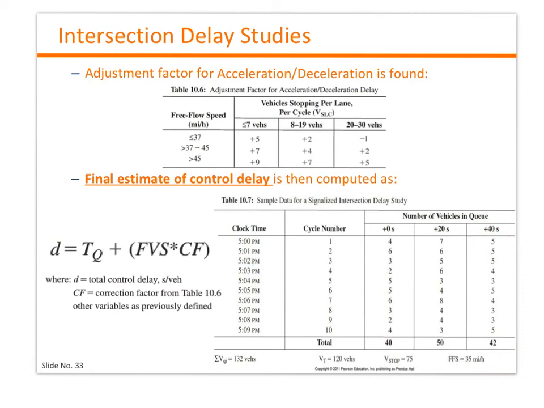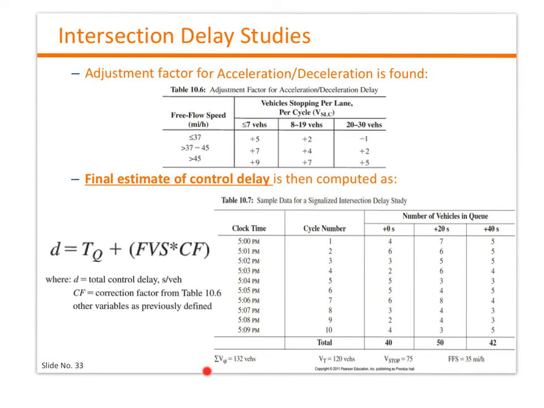At 5:01 p.m., which is the second cycle, we saw 6 vehicles staying 0 to 19 seconds, 6 vehicles staying 20-plus seconds, and 5 vehicles staying more than 40 seconds. So we keep doing this for the entire 10 cycles, which are about 10 minutes, and then we get the summation of all the number of vehicles in queue that stayed 0-plus seconds, 20-plus seconds, and 40-plus seconds.